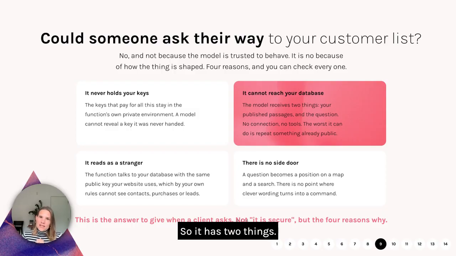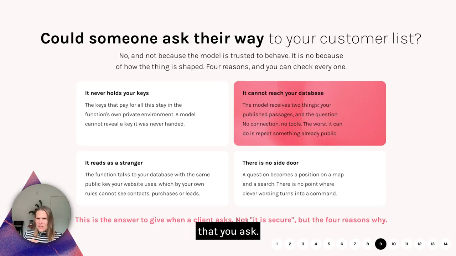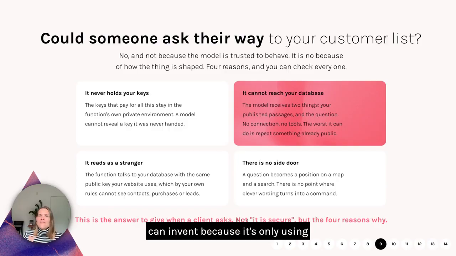So it has two things. It has the published passages or pages. So for example, in my case, my Rooti chatbot has my website information and my course information. So it has the data from your website in passages, and it has the question that you ask. There's not really anything that it can invent because it's only using the data that it has.